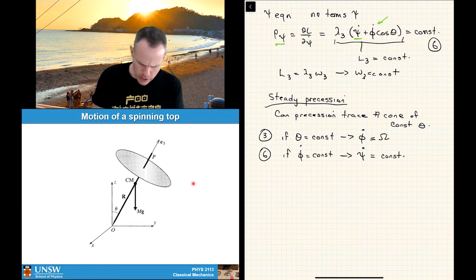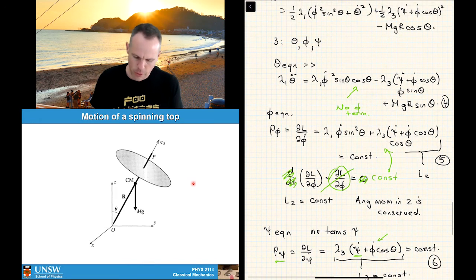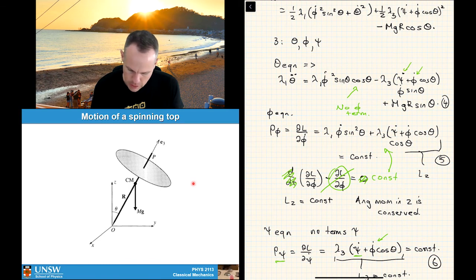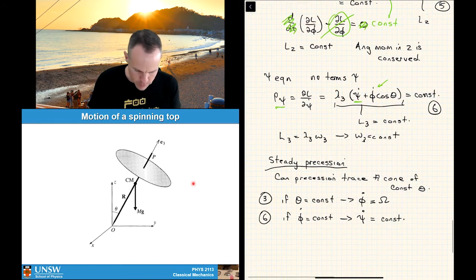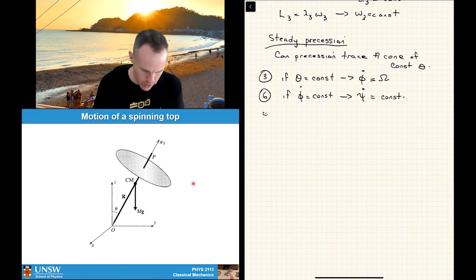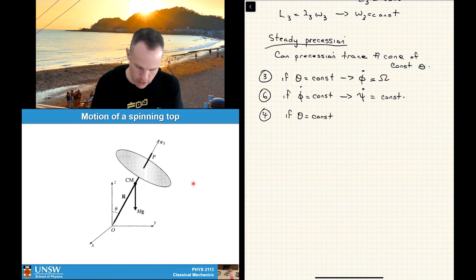If we now go back up to equation 4 here for a moment, what we know is that that must be constant, that must be constant, and we can work our way through this whole problem into all the little bits that are in there, right? And so what we know is that if theta equals constant, then theta double dot is going to be equal to 0.